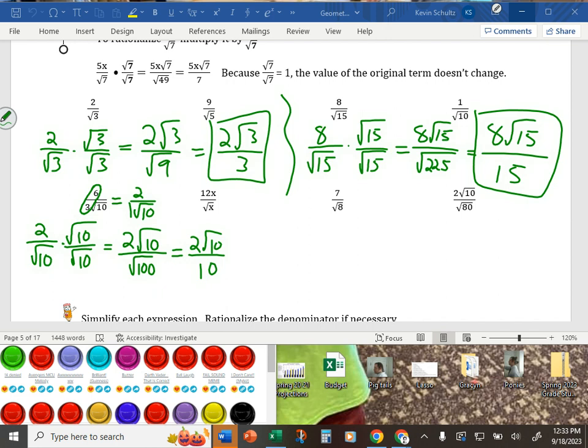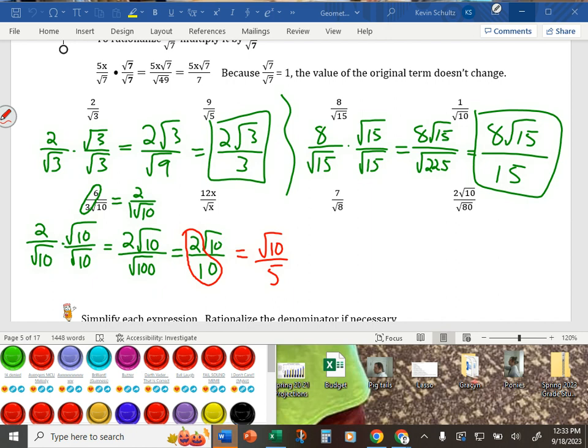We get to this point, 2 root 10 over 10. That pattern kind of breaks apart because 2 and 10, both being outside the root, can simplify to be 1/5, or just root 10 over 5. And that's probably the answer that your calculator gave, yes? It'd be root 10 over 5.